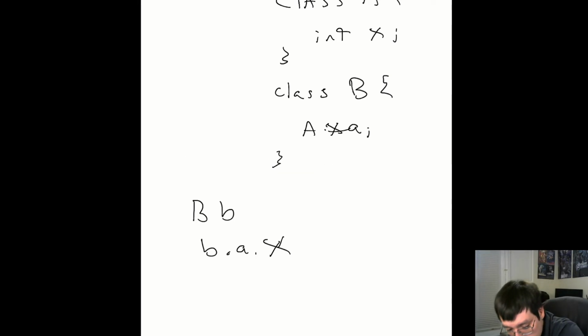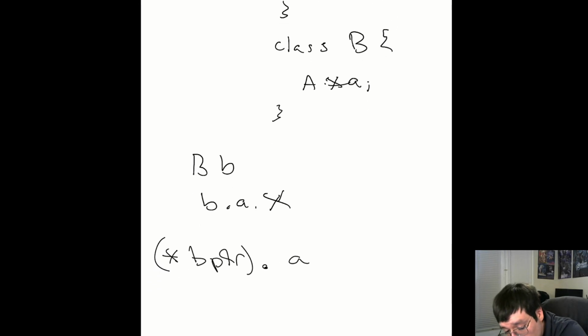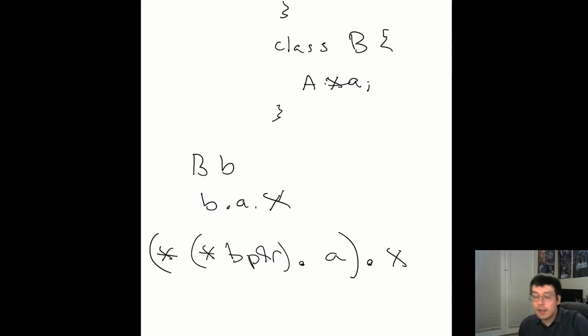Well, let's say B was pointed to by something called bptr. So we would have to use the same concept as before. We have to add an asterisk, we have to use the parentheses, we have A. But because A is also a pointer, you have to add its own set of asterisks, and then your own set of parentheses, and then an X. And so on. It kind of grows.